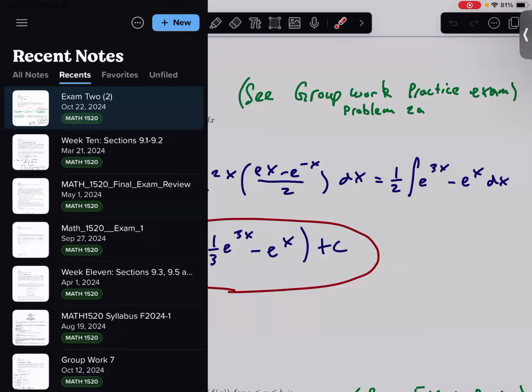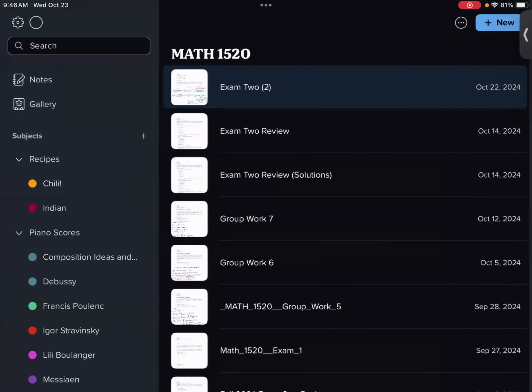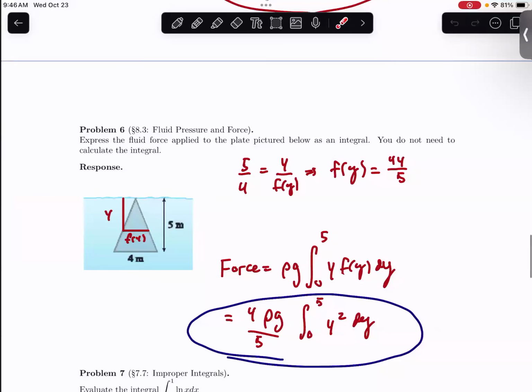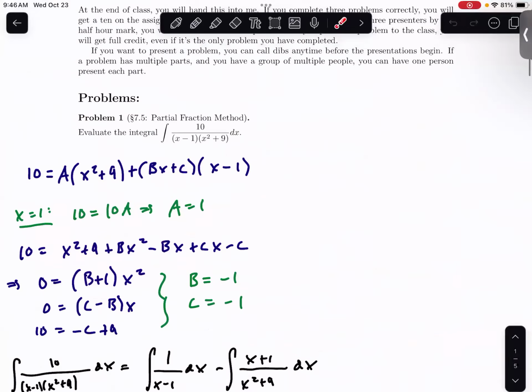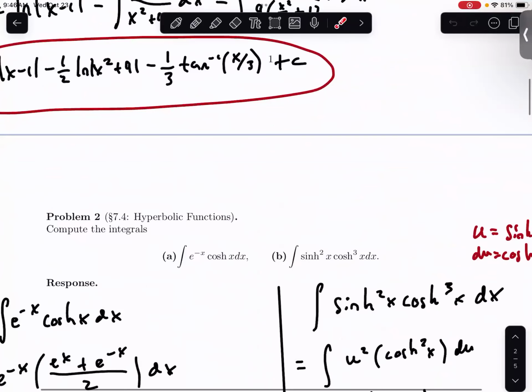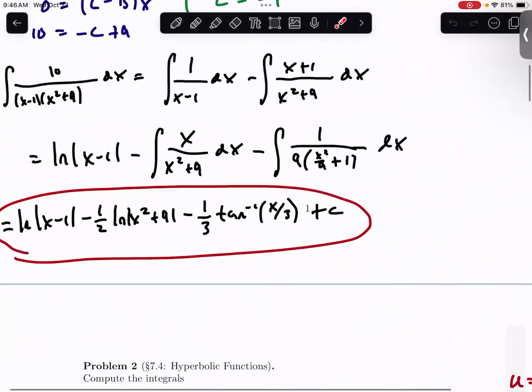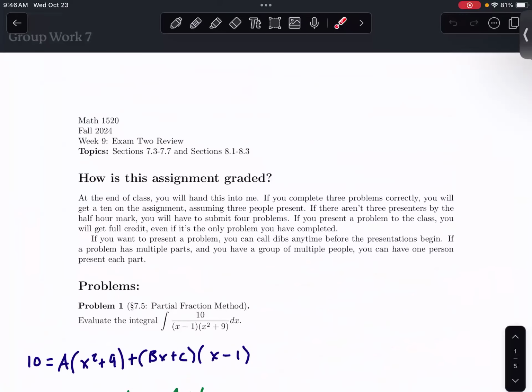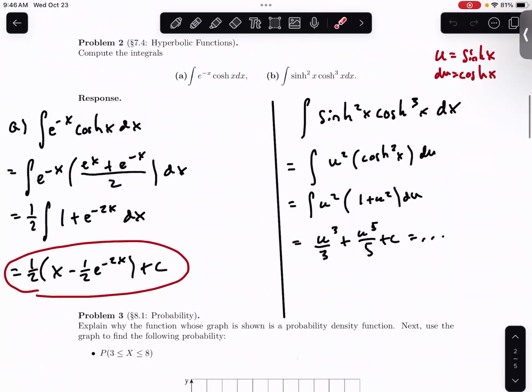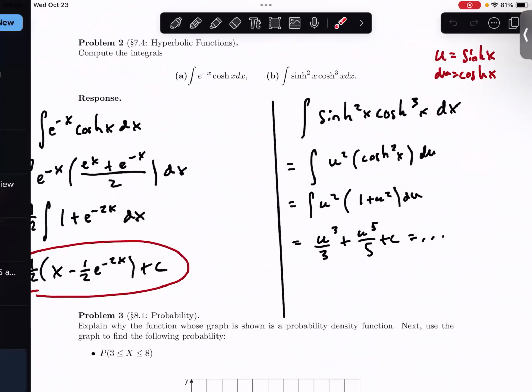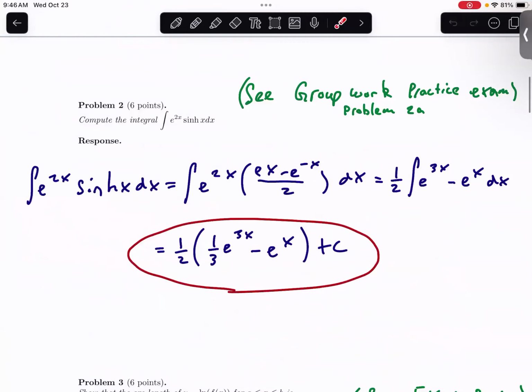This was a problem that was on the practice exam on Tuesday of last week. It wasn't exactly the same, but it was the same idea. This is from the group work from last Tuesday, the exam 2 review group work. So there's a similar problem last week on Tuesday.